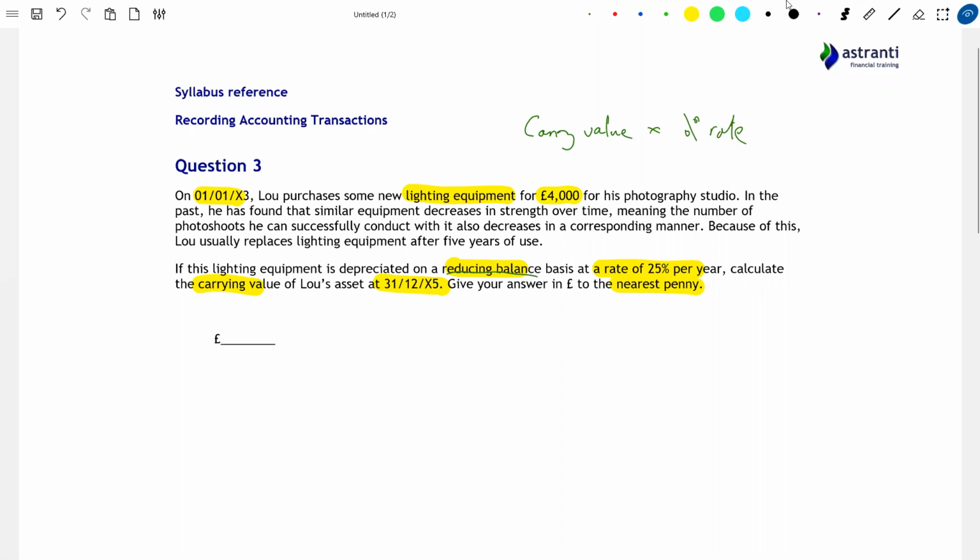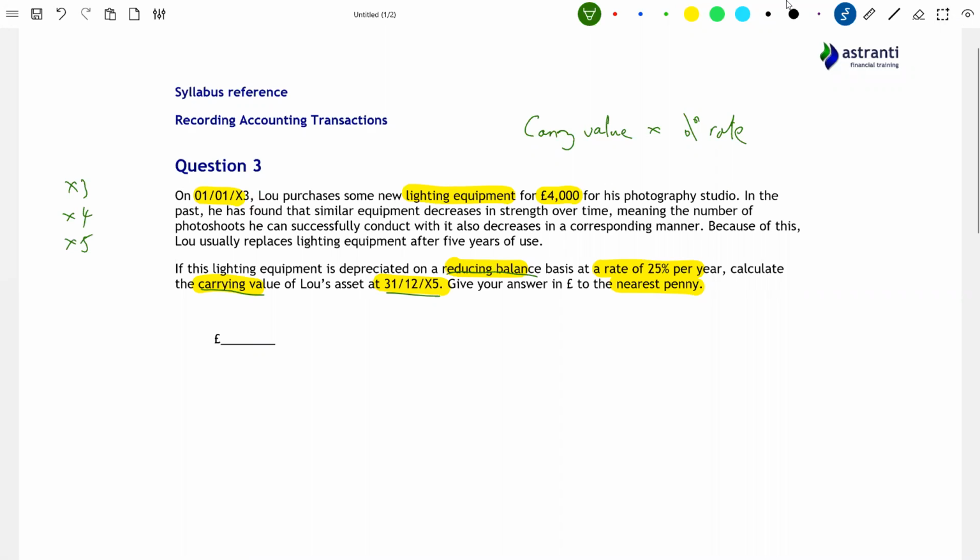The other thing that we need to take into account before we go any further is the timescale in play here, okay? So we are told that on the 1st of the 1st, X3, Lou purchases this asset, okay? So this is the date from which we need to depreciate. And then we are told that we need to find the carrying value of Lou's asset at the end of the X5 financial year. Okay, so here we have 3 years of depreciation to account for.